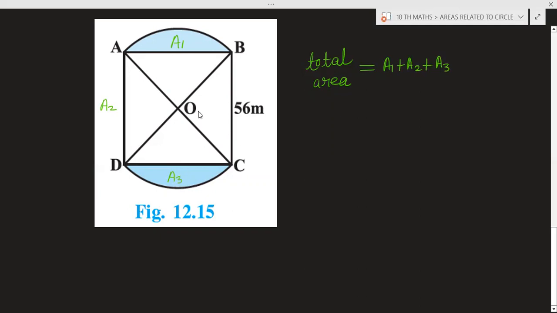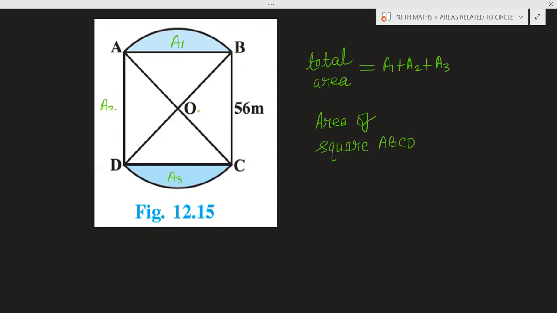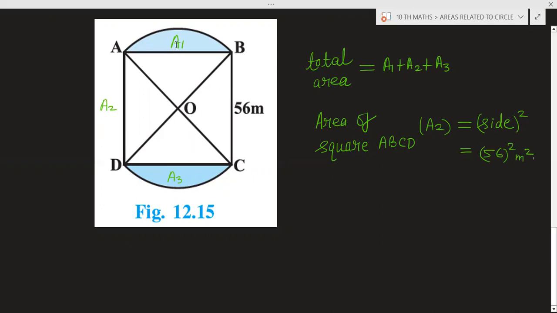Now the area of the square you can find very easily. How can you find the area of square ABCD? That means you are finding A2, and that will be side squared. Area of square means side squared, which means 56 squared square centimeters. This will be the area of this square. Now we will find A1 and A3. How will we find A1 and A3?